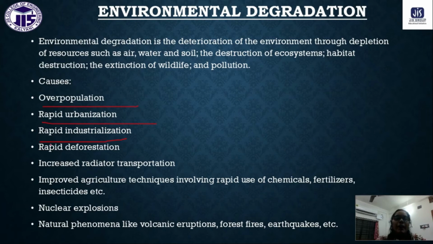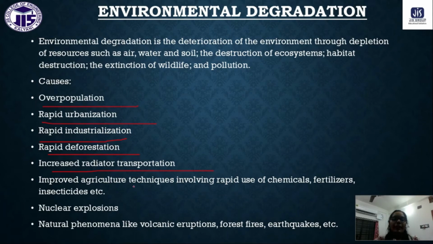Okay, rapid deforestation. If we cut the trees, then that is very harmful for our sustainability also. Okay, like increased transportation, right? With the development of the transportation process, what will happen? From the automobile engines, we are having the maximum amount of the air pollution.